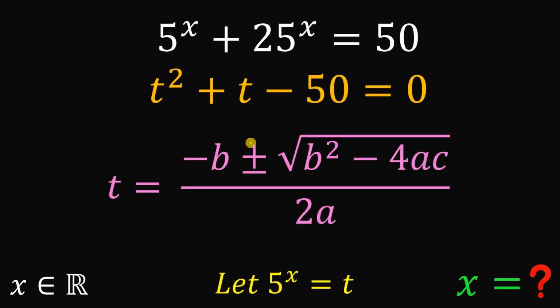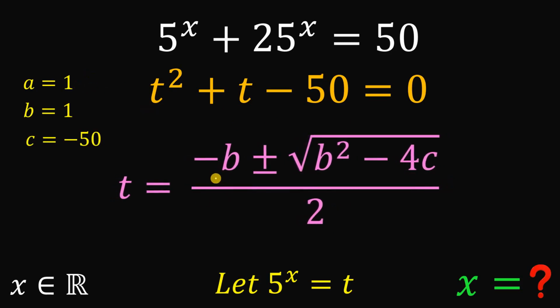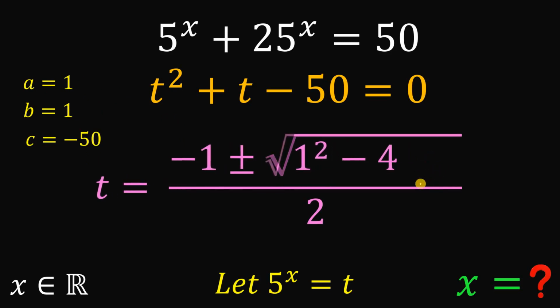In this quadratic formula, we have t equals negative b plus or minus square root of b squared minus 4ac all over 2a. Now, what is the value of a? In this equation, it is the coefficient of t squared, which is 1. And b is the coefficient of t, which is also 1. And this c is the constant term, which is equal to negative 50. Now, let's replace all a with 1, and then all this variable b again with 1, and finally this variable c with negative 50.